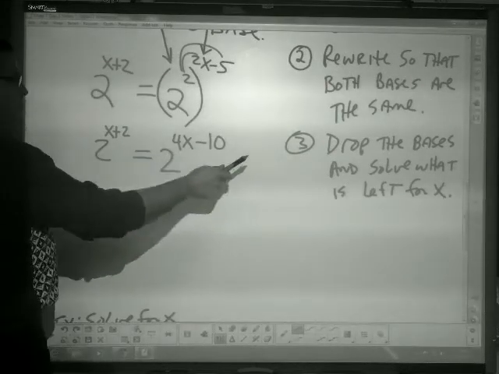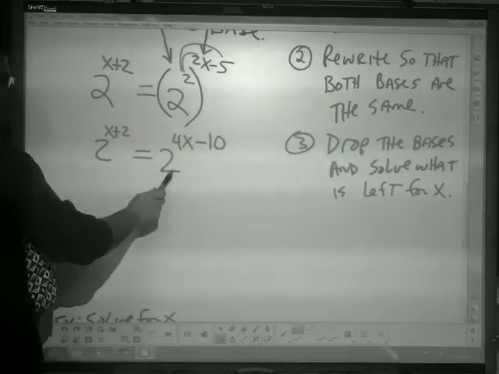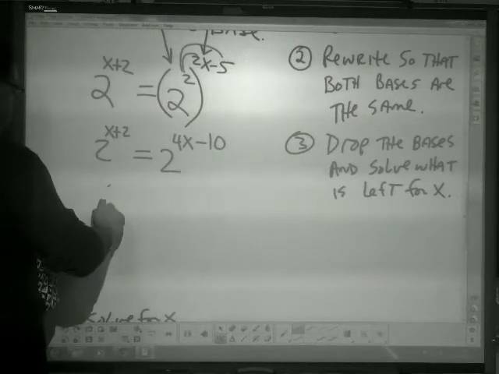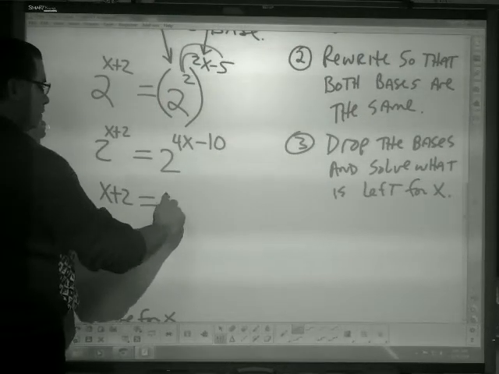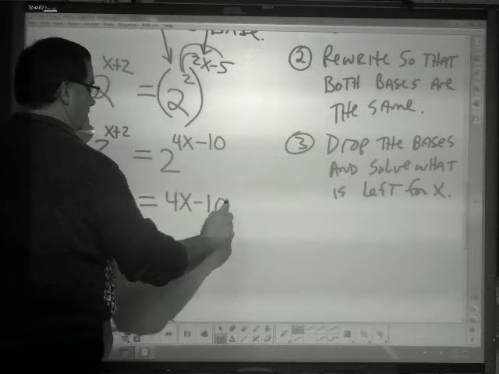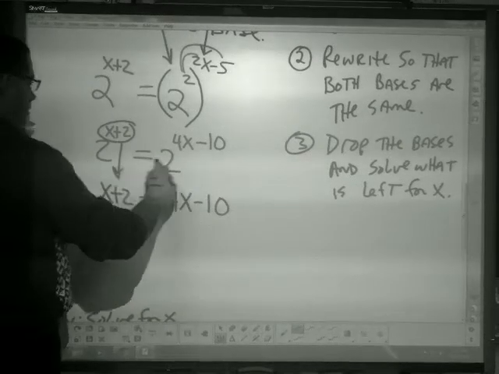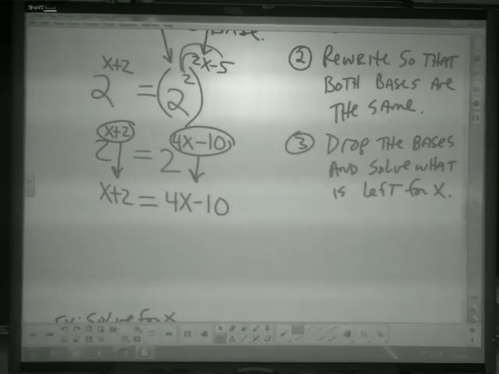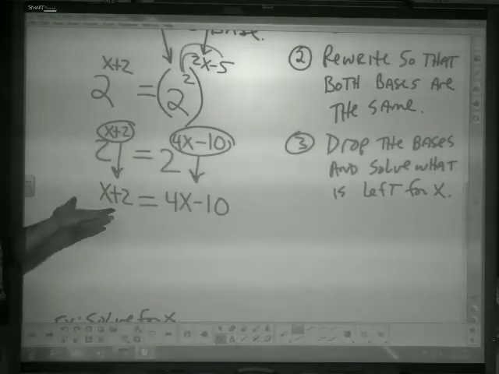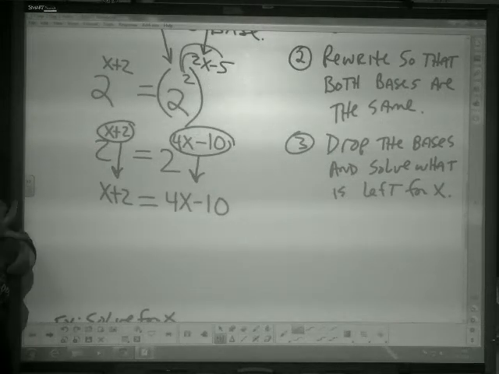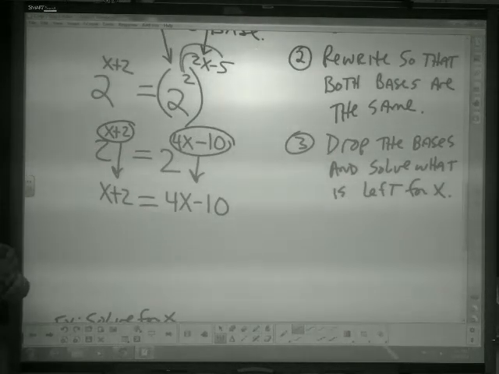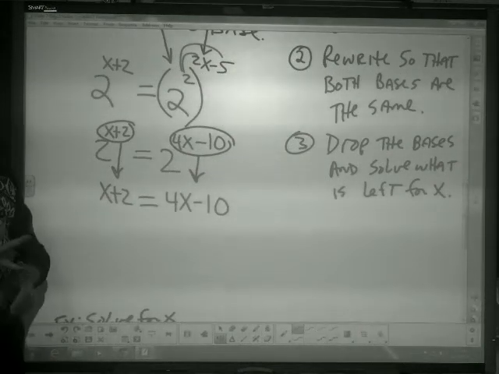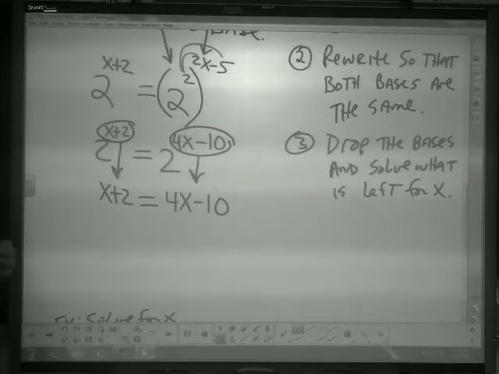So step 3, drop the bases or get rid of the bases and solve just what is left for x. So this, x plus 2, must equal 4x minus 10. The bases are gone. So now I take what's left and I solve for x. If it's linear, numbers on one side, letters on the other. If it's quadratic, you have to factor it. If it's not factorable, you have to use the quadratic formula, complete the square, anything like that.